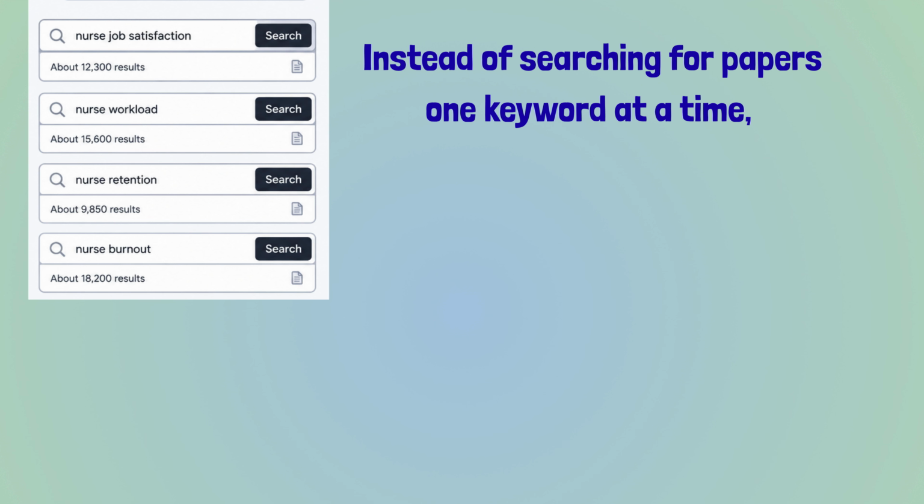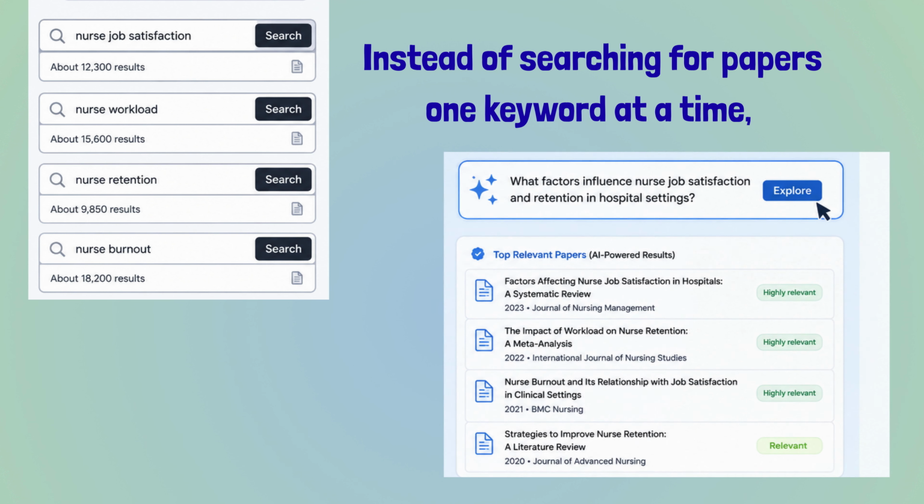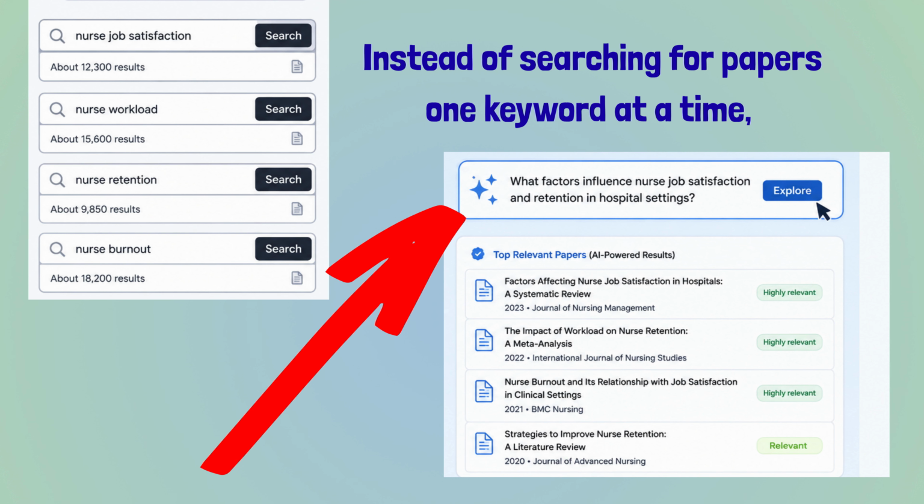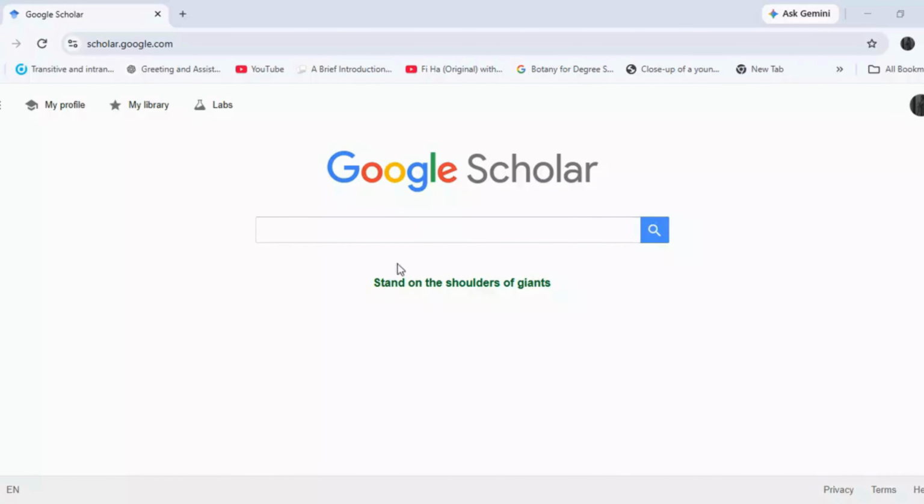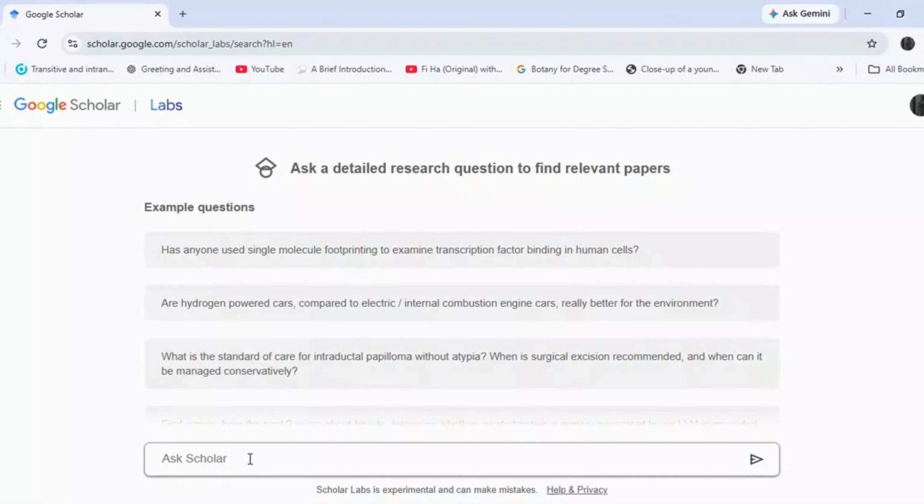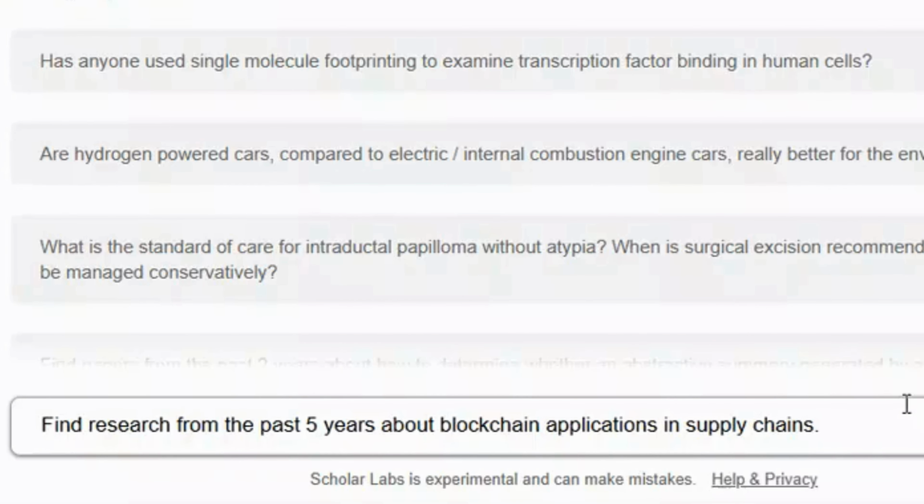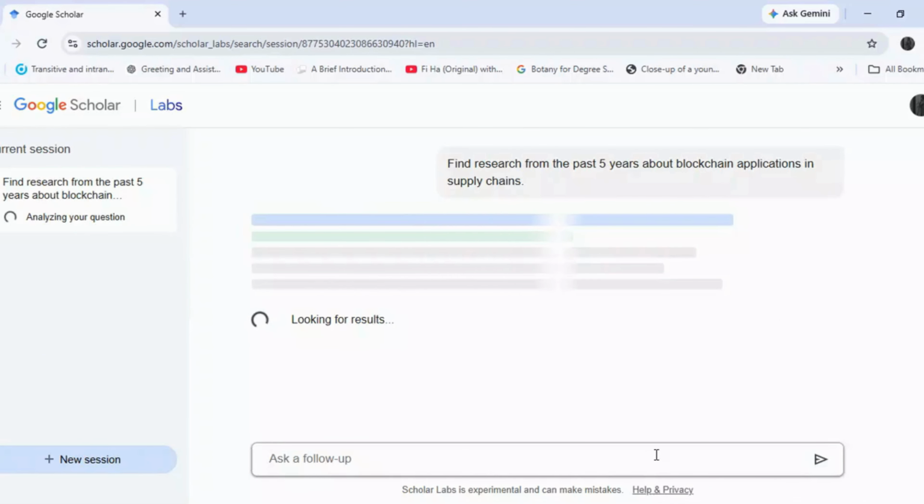Instead of searching for papers one keyword at a time, Scholar Labs can help explore a research question and identify relevant academic literature. So first, open Google Scholar and click on Scholar Labs. If you want to find research papers related to a specific research question, you can enter a prompt such as "Find research from the past 5 years about blockchain applications in supply chains."